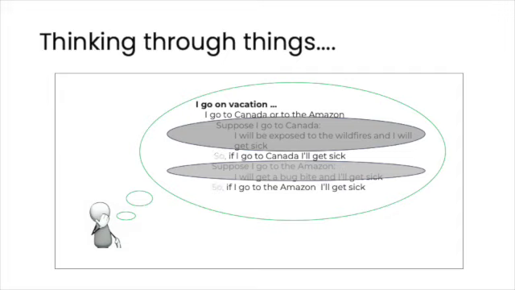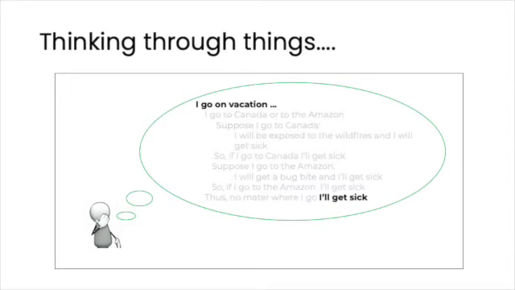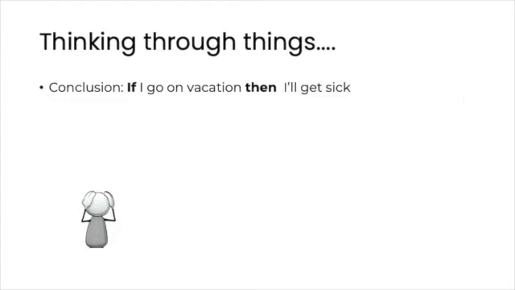But you know that you only have two possible vacation destinations, Canada and the Amazon, and in each of them, you expect to get sick. Thus, no matter where you go, you'll get sick. So this mental experiment started with the assumption that you'd go on vacation, and you ended up with the result that, in that scenario, you would surely end up with some illness or another. Thus, based on your scenario-based reasoning, you come back to reality with the conclusion that if you go on vacation, then you'll get sick.